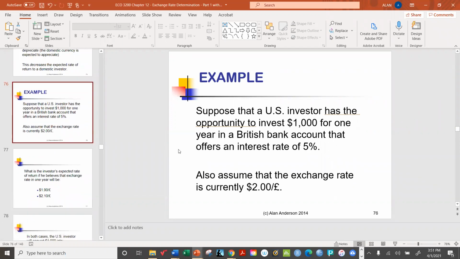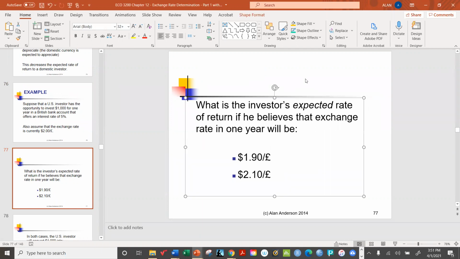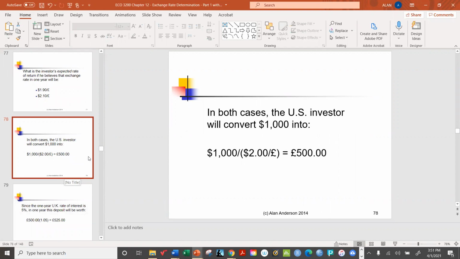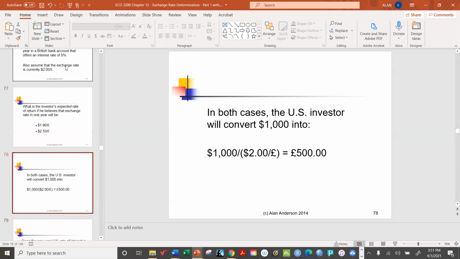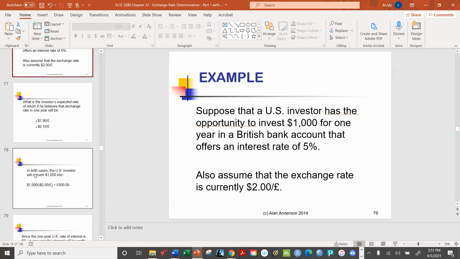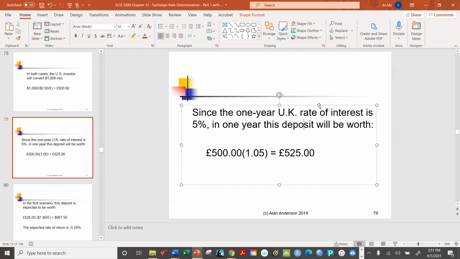So what happens if our expectation is that in a year from now, the exchange rate is either $1.90 per pound or $2.10 per pound? What will be our rate of return in both cases? Either way, we're going to convert our $1,000 into 500 pounds. And since the euro sterling deposit rate is 5%, in 1 year, no matter what happens, those 500 pounds will be worth 525 pounds.